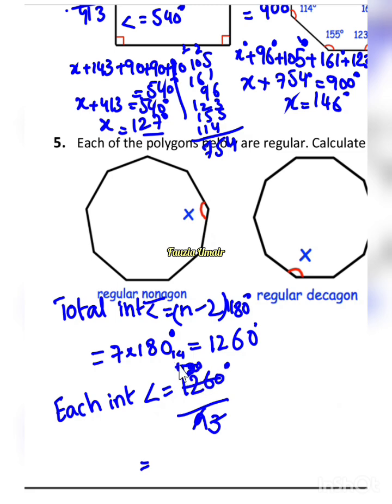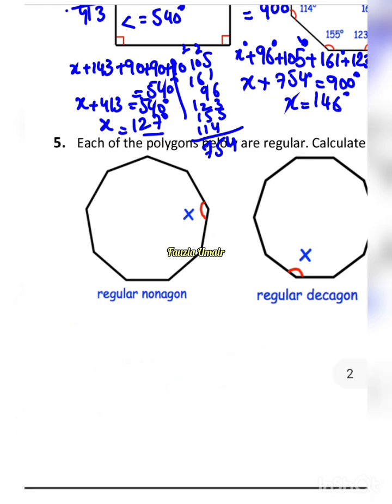So 3 ones are 3. 3 fours are 12. And the 0 will remain. 3 ones are 3. 3 fours are 12. So 140 degrees is the size of each interior angle.